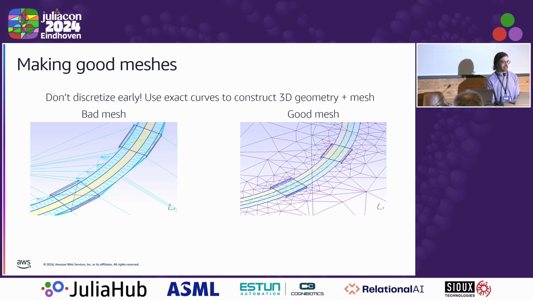But that's not a constraint of the 3D geometry kernel or the mesh itself. You can have even curved mesh elements. So if we hang on to this exact geometry information as long as possible, as well as things like the physical information about what layers we have and even design intent, we can use all of that information to make the best mesh that we can.